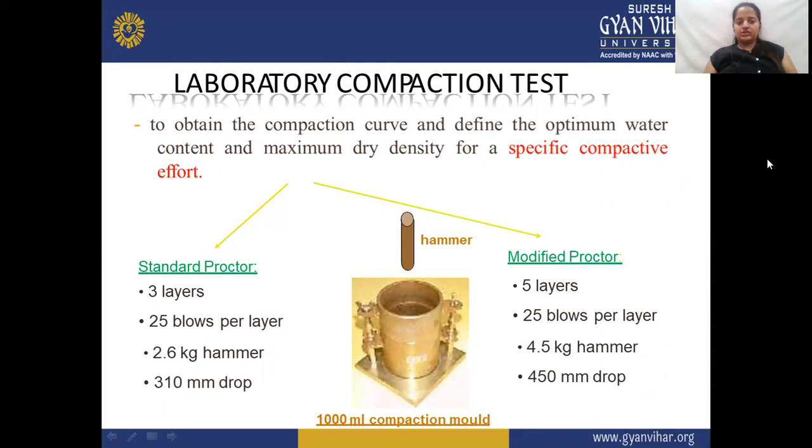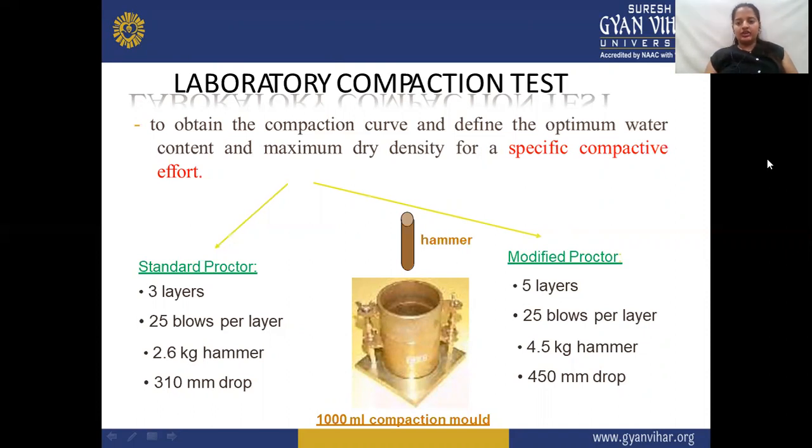Basically, in a standard Proctor test, the soil is filled up in three layers, and each layer gets 25 blows spread over the soil particles. The hammer used is of 2.6 kg weight, and the drop height from which the hammer is dropped is around 310 mm.